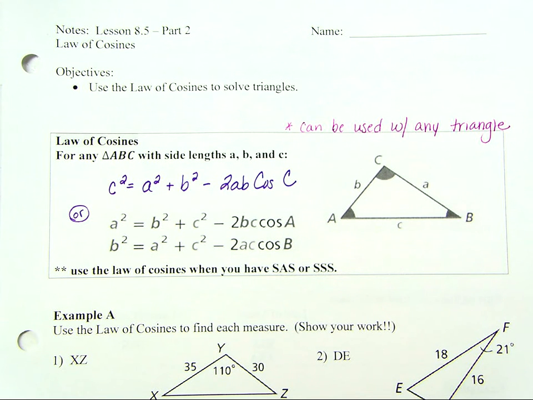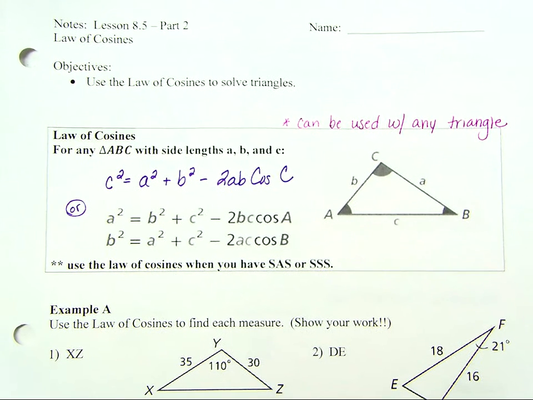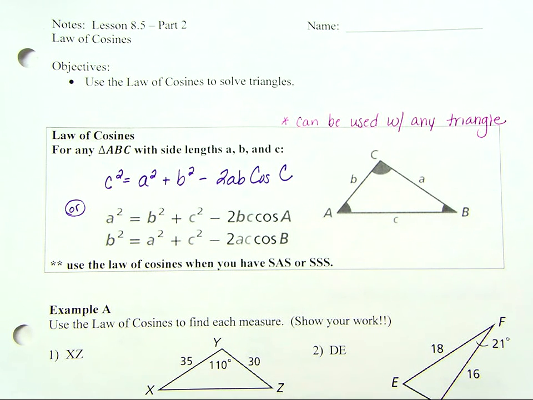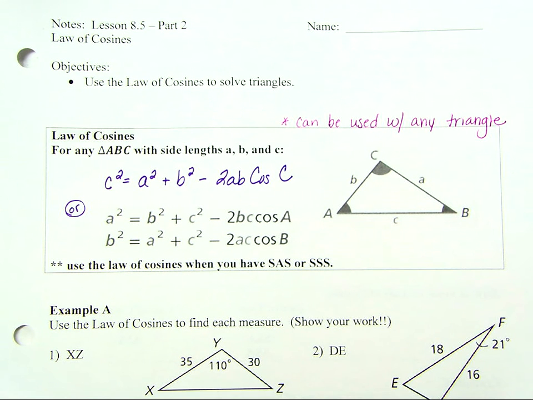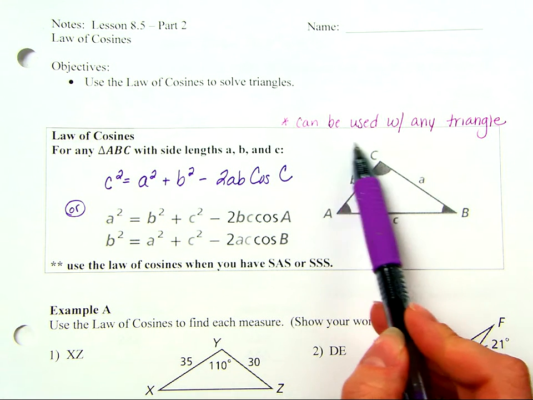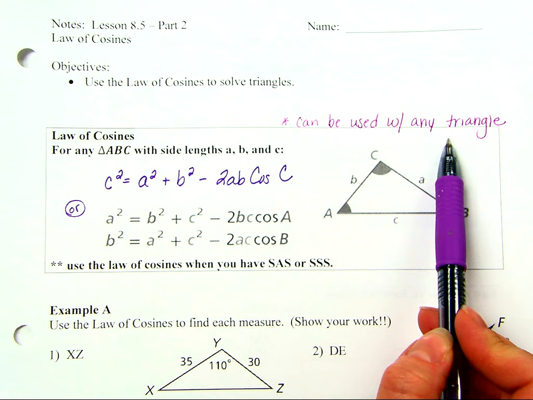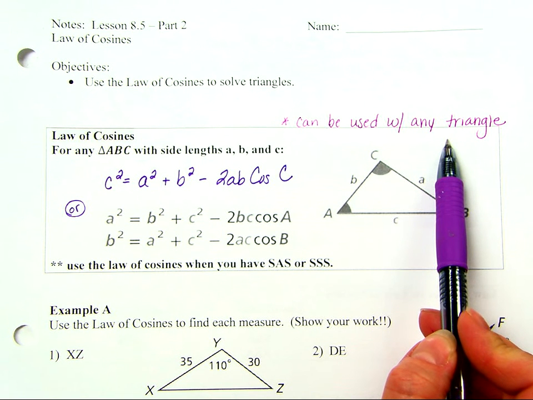In Lesson 8.5, Part B, we are going to be talking about the law of cosines. Now, in Part A, we talked about the law of sines, and using that, we could set up proportions to solve. We also talked about the fact that the law of sines means we don't have to have a right triangle. Well, the law of cosines is the same. The law of cosines can be used with any type of triangle, acute, obtuse, or right. It just depends on the given information that you have.